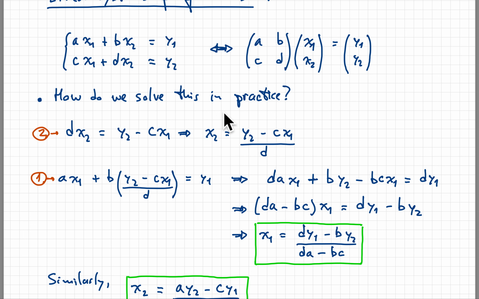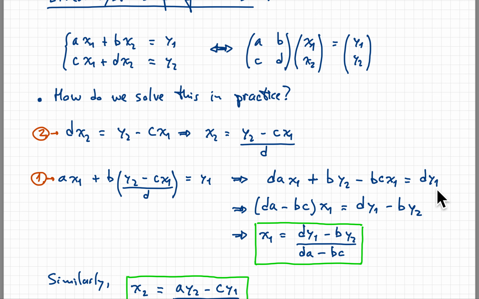We take this expression and insert it next to b in the first equation, and that's what I do down here. I grab the first equation and replace x2, and so we get this combination. What we're going to do next is simplify it by multiplying by d across the whole equation. And if you do that, you get dax1 plus by2 minus bcx1 equal to dy1.